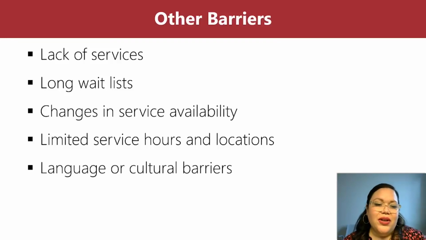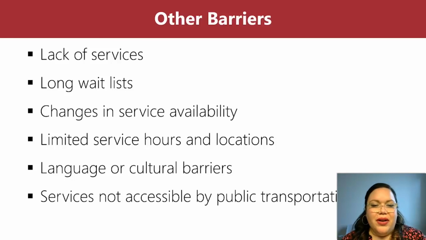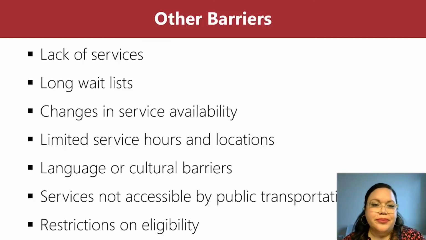And of course, we know that there could be language or cultural barriers. One of the key things to know when services that you're going to be referring to is whether somebody will be able to connect with somebody who speaks their language, or whether you will need to assist them. And of course, some other barriers are knowing whether services are accessible by public transportation and have easy and ready access. And of course, restrictions on eligibility.